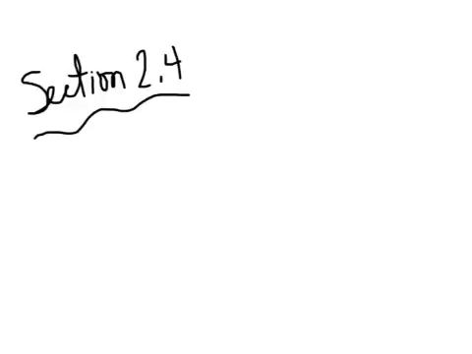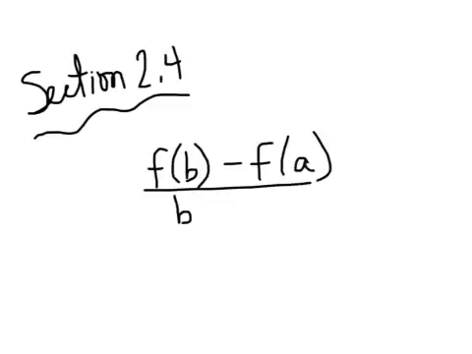Alright, section 4 is going to talk about the average rate of change of a function. Now, the formula for average rate of change of a function is f of b minus f of a over b minus a. And I'll kind of explain what those are.